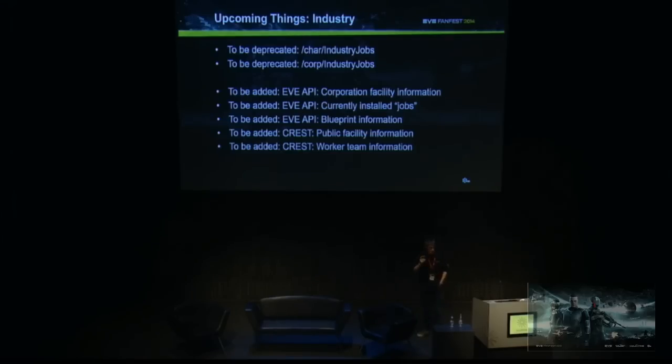Your installed jobs too. And this is a fun one: turns out we can very easily now get your blueprint information for you, including ME and all of that information. So we'll expose that. The Eve API stuff will probably be done by myself. The public Crest stuff I probably won't be doing; there are some other people in the studio working on that who have told me they want to do it. Again, there's no release date on this. It might come after the industry expansion, but this is stuff that they do want to add.